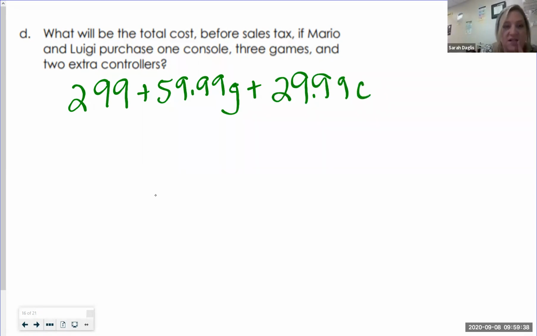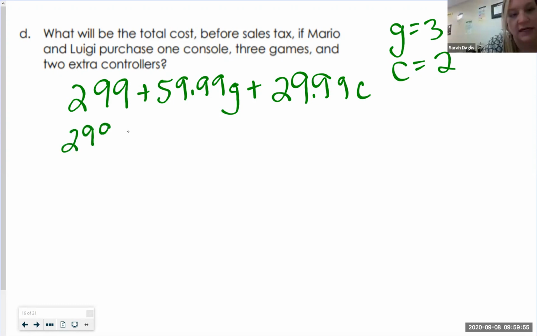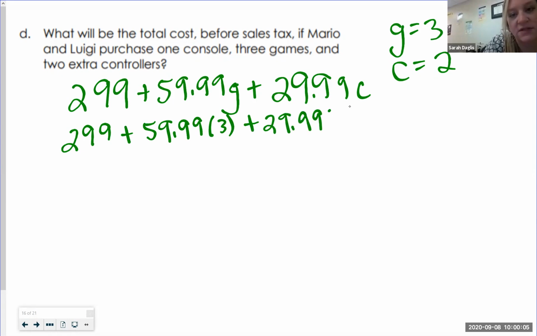All right, so we have one console, we know that. We have 3 games, so my G equals 3. And now we have 2 extra controllers, so C is going to equal 2. So let's plug those in. So $2.99 plus $59.99 times 3 plus $29.99 times 2.